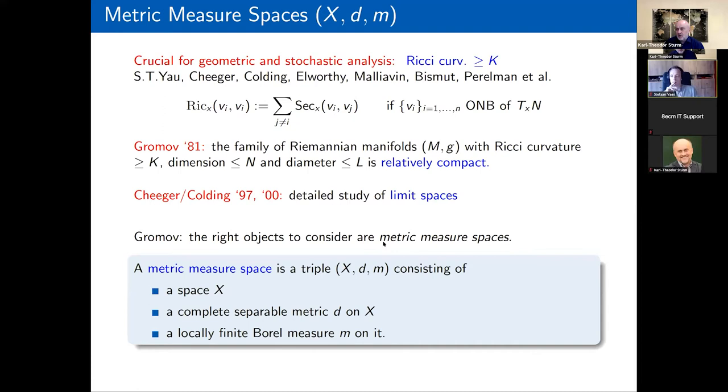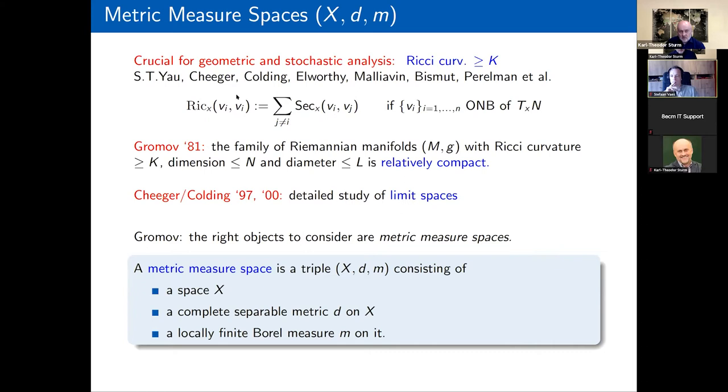And for the talk today, a metric measure space always will mean a space X, which has a complete separable metric on it and a locally finite Borel measure. So this is our setting.